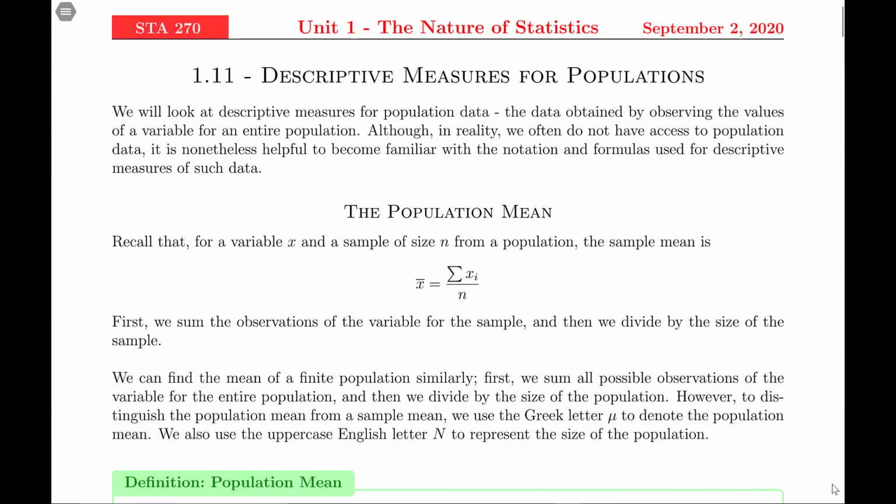In 1.11, we're looking at the descriptive measures for populations. We've looked at descriptive measures for samples already, and the first thing you see right here under the population mean is what we learned earlier about our sample mean, and that is indicated by x bar equals sigma x sub i over lowercase n. The x bar is the sample mean, the lowercase n is the sample size, and then the x sub i's are all your individual data points.